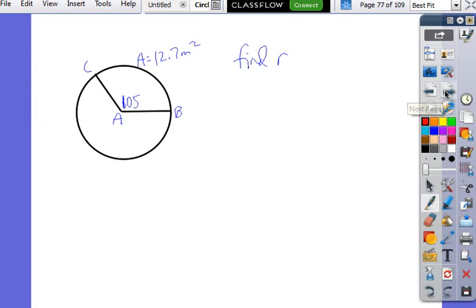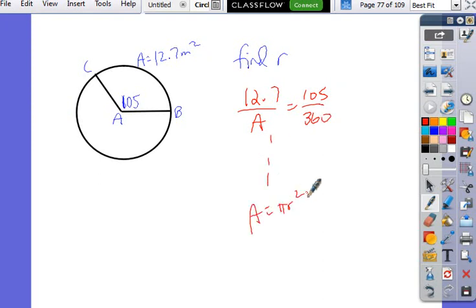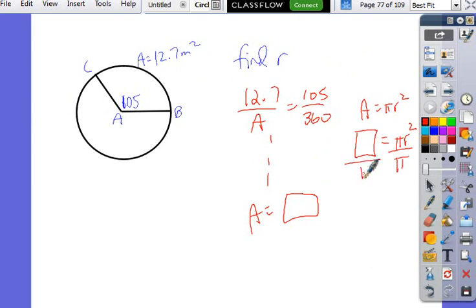If it says find the radius, I'm going to set it up. Find A. And then do what? No, once I already found A, I'm looking for r. So I'd have whatever that is equals pi r squared. Divide by pi. And then you'll get whatever this number is equals r squared.